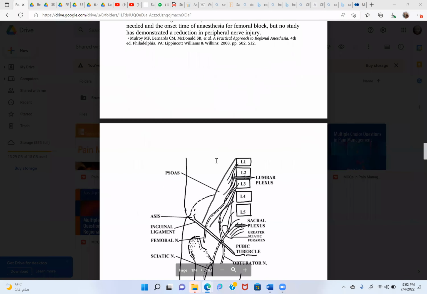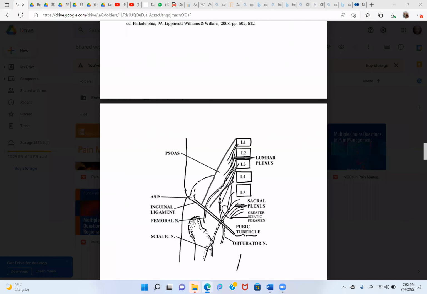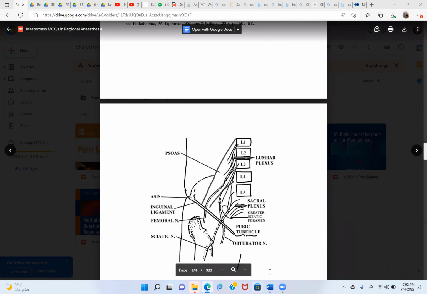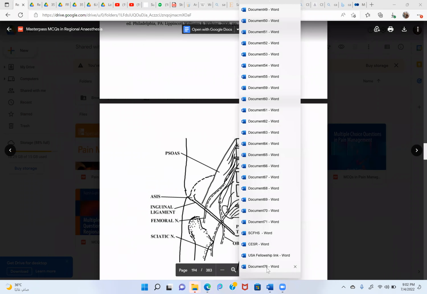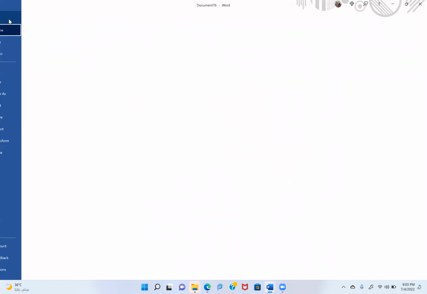Just tell me one thing: what are the different options to give a femoral nerve block? Actually, there are three different ones. Almost they are having the same thing. One is in the form of what we call the 3 in 1 nerve block.